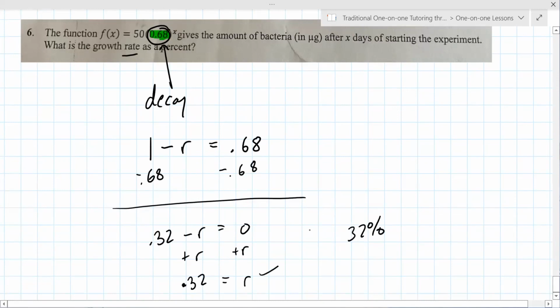0.32 is 32%, but you have to say whether it's growth or decay. And in this case, it's decay. It's dying, it's not growing.